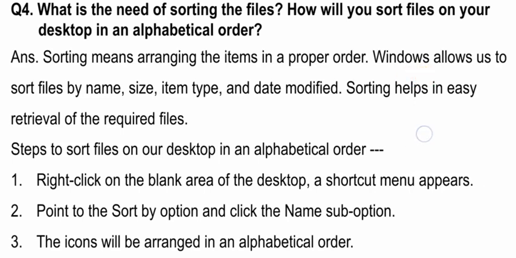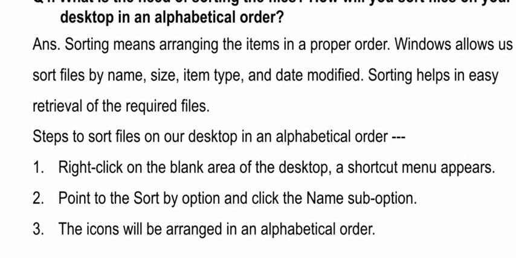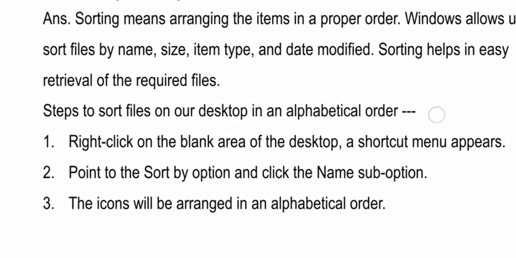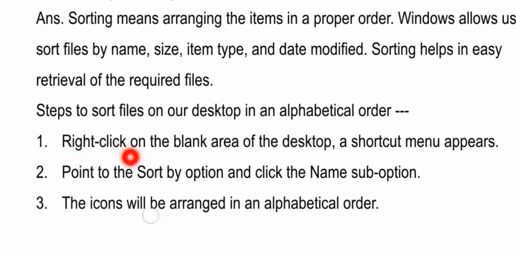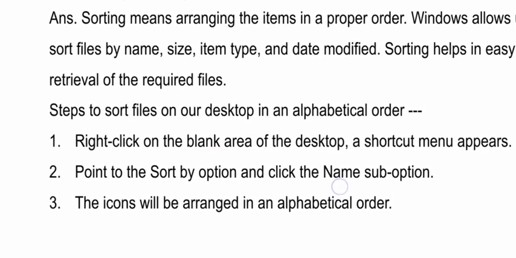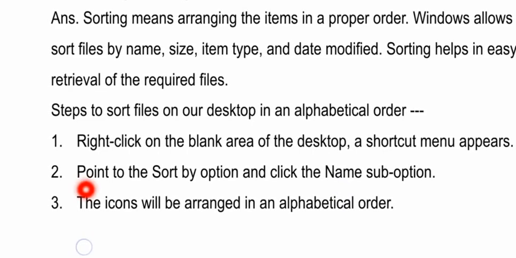So, steps to sort files on our desktop in an alphabetical order are: first step, right click on the blank area of the desktop. A shortcut menu appears. Point to the sort by option and click the name sub-option. Third step, the icons will be arranged in an alphabetical order. This you have seen practically in the last video.